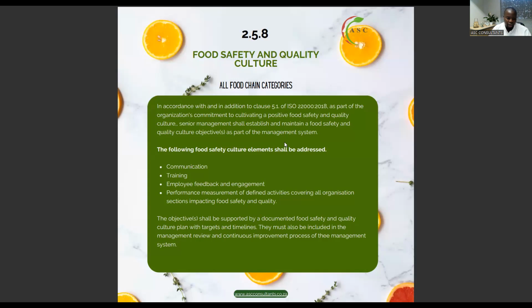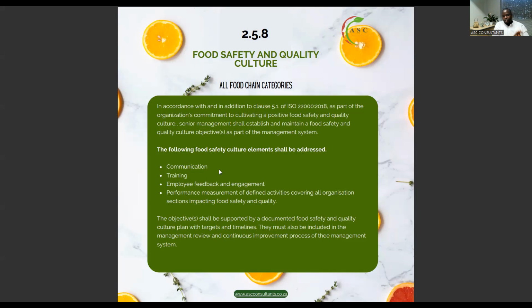A lot of confusion here. I must tell you this because other schemes have already introduced this requirement, like your BRCGS, for example. In terms of the FSSC, most of the requirements under ISO 22000 actually do address some of these things. So if you read the guidance document, it will tell you exactly where communication is being addressed, where training is being addressed, where employee feedback and engagement is being addressed. But pay attention in terms of what the auditor will be looking for.